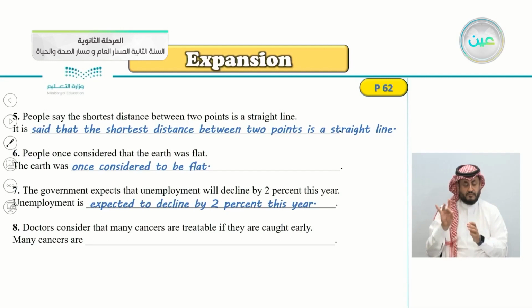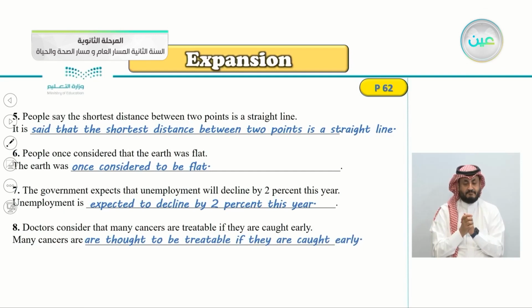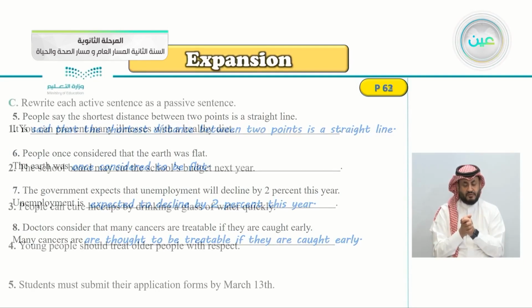Number 8, doctors consider that many cancers are treatable if they are caught early. So, many cancers are, yes, many cancers are thought to be treatable if they are caught early. When we find the word consider, it means think or thought. So, that's why we chose thought. Many cancers are thought or considered, it's the same thing, to be treatable if they are caught early.